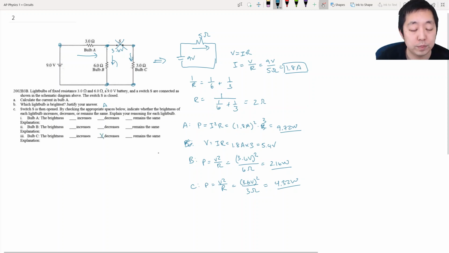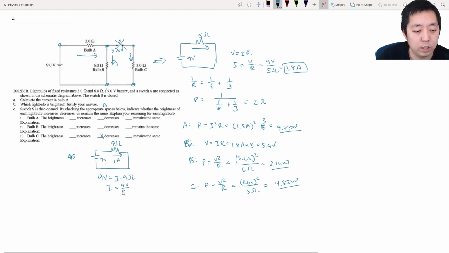Now what happens to A and B? Well, for A, the total current flowing is different now, because the circuit is just these two in series. So when I do my equivalent circuit, it's just these two in series. This is 9 ohm instead. So that means 1 amp flows, because V equals IR. 9 volt equals I times 9 ohm. So I is equal to 9 volt over 9 ohm. That's equal to 1 amp, right? So now it's 1 amp. So bulb A has gone down, because before it was going through 1.8 amps. Now it's only 1 amp. So this power decreases also.